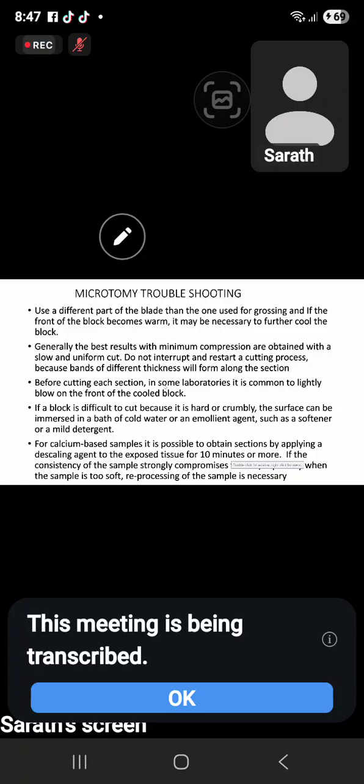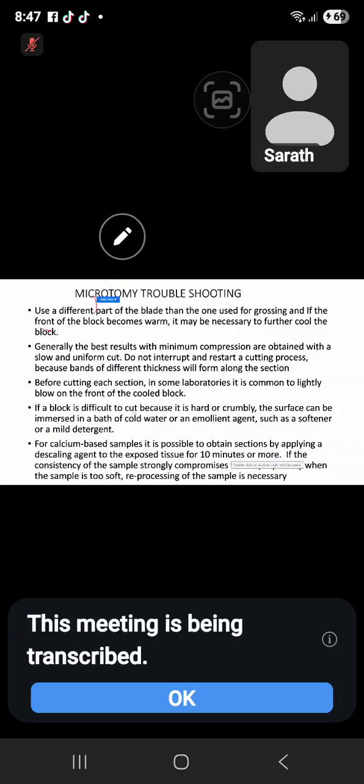Before cutting each section, in some laboratories it's common to lightly blow on the front of the cold block. That is ideal. I have seen some experienced MLTs blow with their mouth on the block while cutting, because that makes it cool. You can make the block cool by blowing fresh air from your mouth onto the cutting surface.